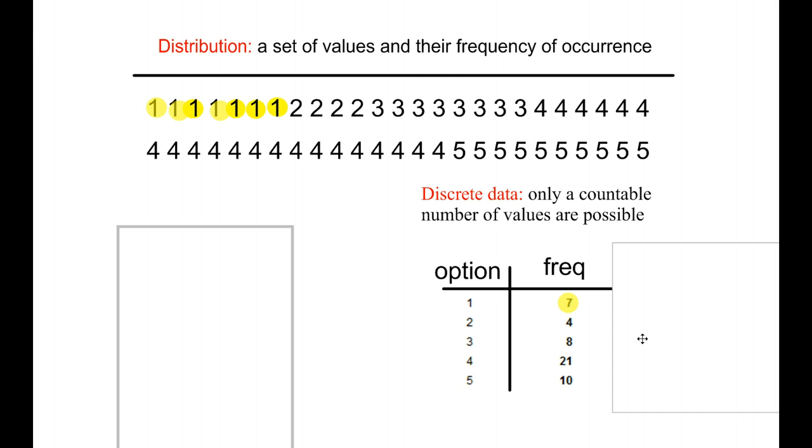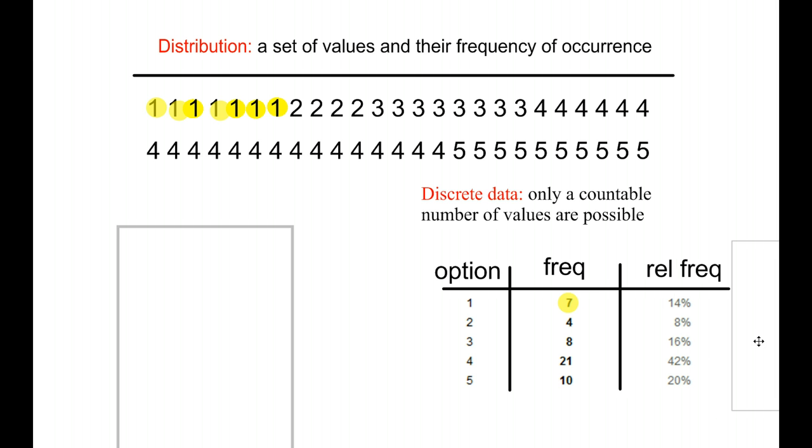Again, like we did with categorical data, we can find the relative frequency. So if we find the total of all these numbers, we add them up, we have 50 total numbers here. So 7 divided by 50 is going to give you 14%. 4 divided by 50 is going to give you 8%, and so forth. So the relative frequency, again, is the percent out of the total. So in this case, 7 divided by the total of 50.